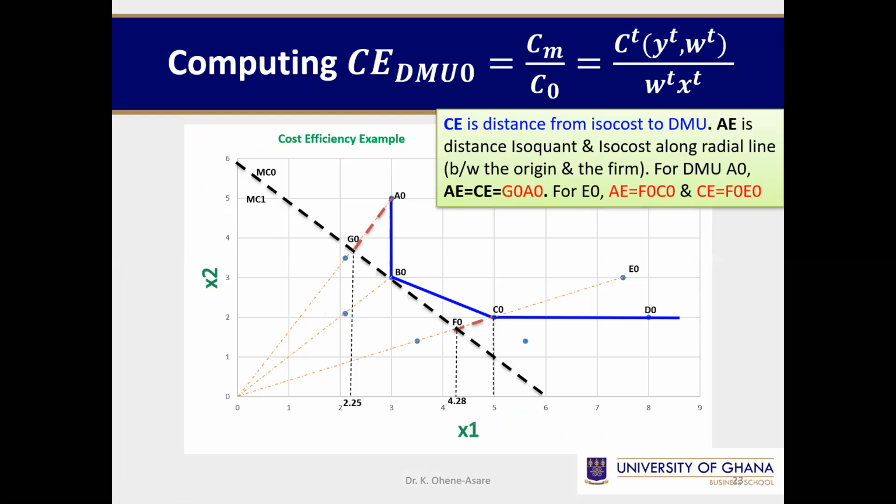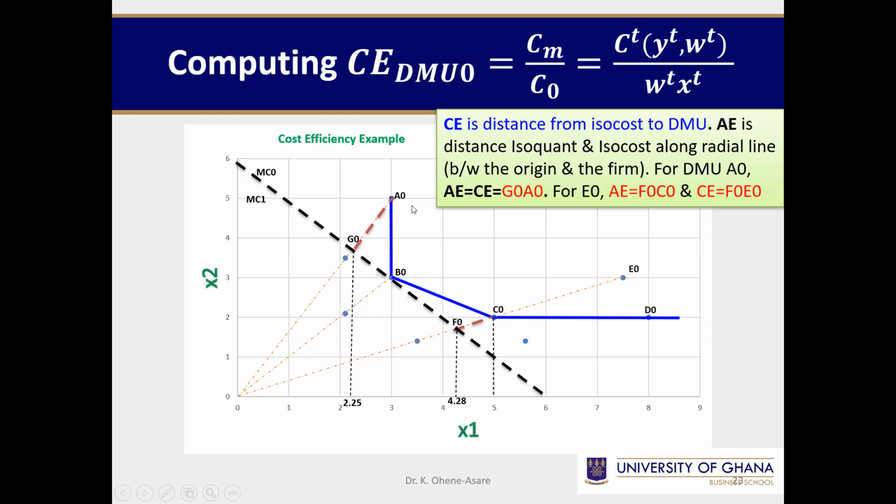Well, the cost efficiency is calculated as the distance from the isocost to the DMU. So let's say I want to calculate this particular DMU, B, okay, and I want to calculate its cost efficiency. It is the distance from the isocost to the DMU. Without even calculating, you will know that the cost efficiency for DMU B is going to be what value? It's going to be 1.